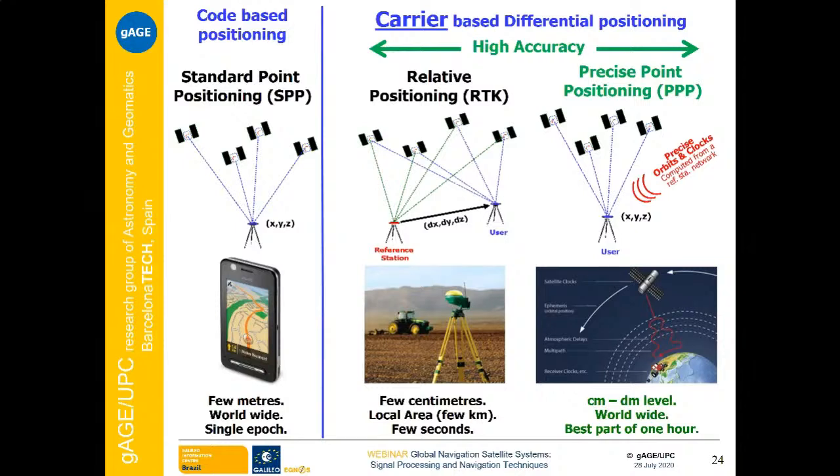The highest accuracy is in the relative positioning, where we can achieve centimeter level accuracy in a local area and quickly, in a few seconds. And in precise point positioning, there is no limitation of the region. In RTK, we have a limitation in the region. This is for a local area. PPP is worldwide, but it takes longer to converge. We cannot achieve this accuracy in seconds. It can take half an hour and even 1 hour, depending on the satellite geometry.